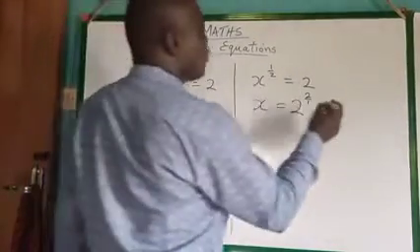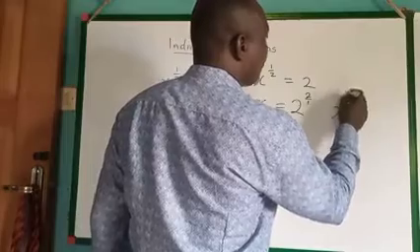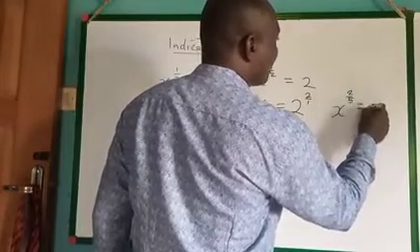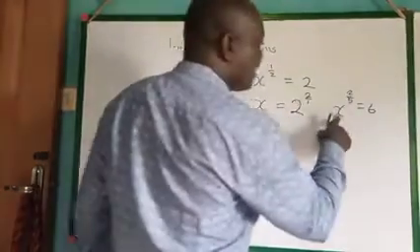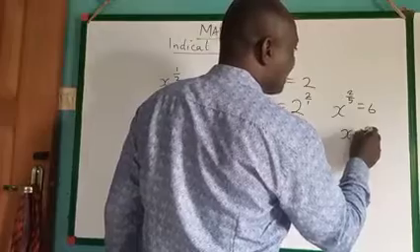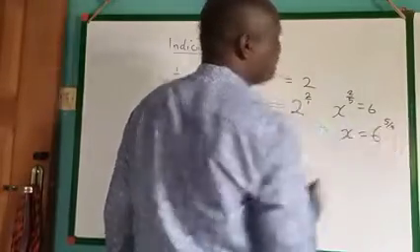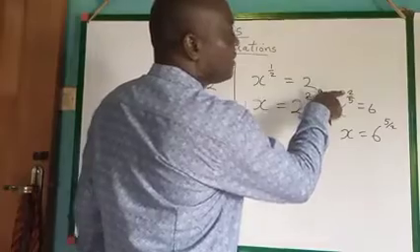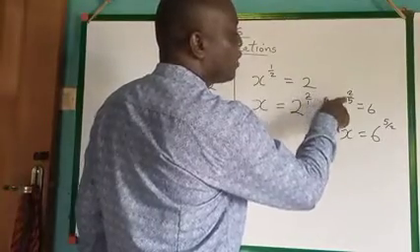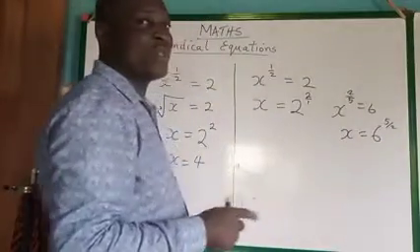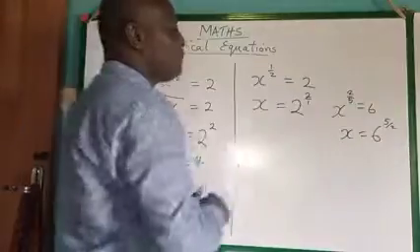Take for instance, if it was s raised to power 2 over 5 is equal to 6. If I want to make s the subject of the formula, it will become s is equal to 6 raised to power 5 over 2, instead of 2 over 5. You see that the denominator is replacing the numerator, and the numerator is also replacing the denominator in position. So that is what is happening here.